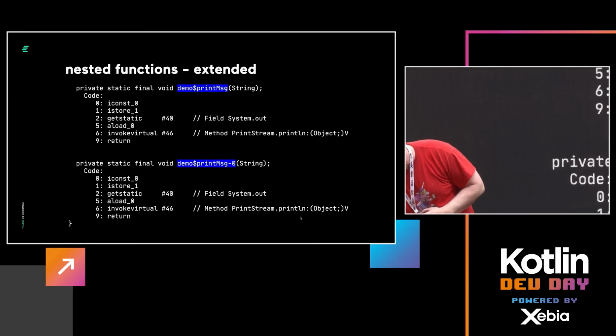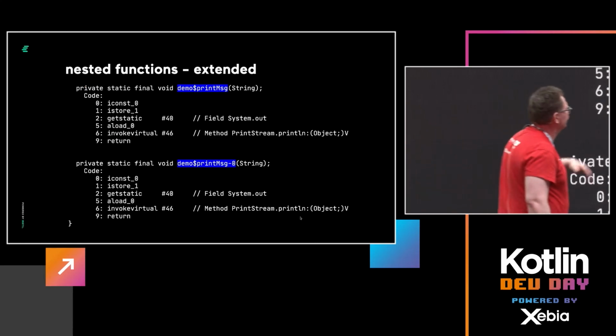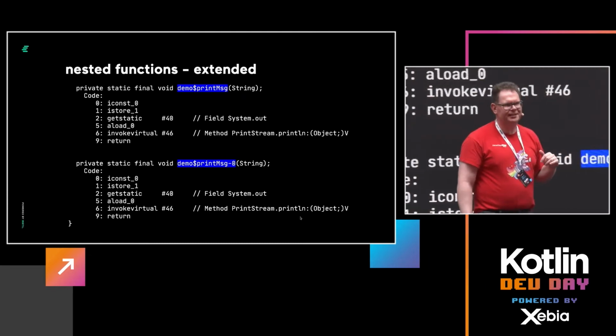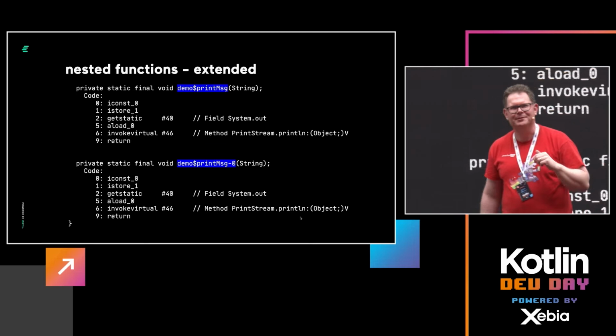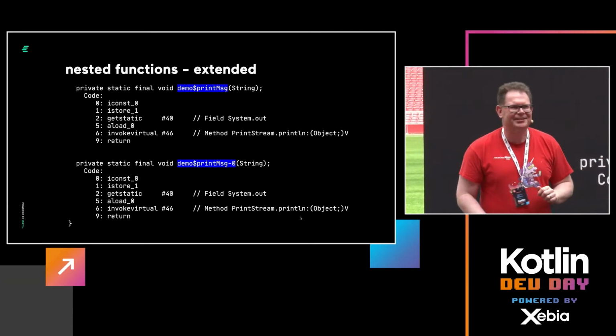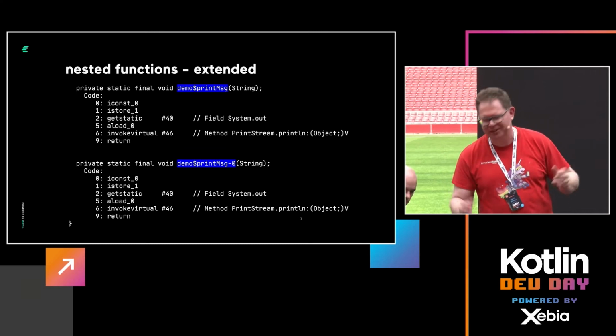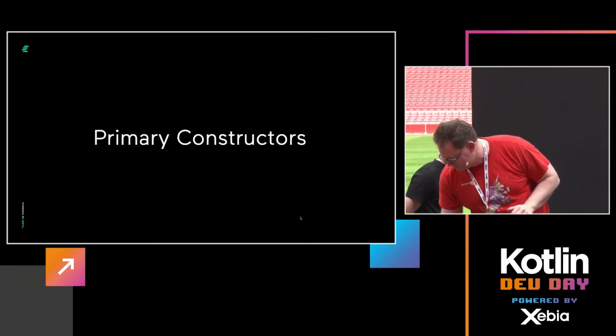But whenever you actually decompile it, it's simpler than that. We just get demo$printMessage and demo$printMessage-0, and the count just keeps going up. Yeah. So it's a good example of do the simplest thing that could possibly work. You know, don't get cute when you don't have to.